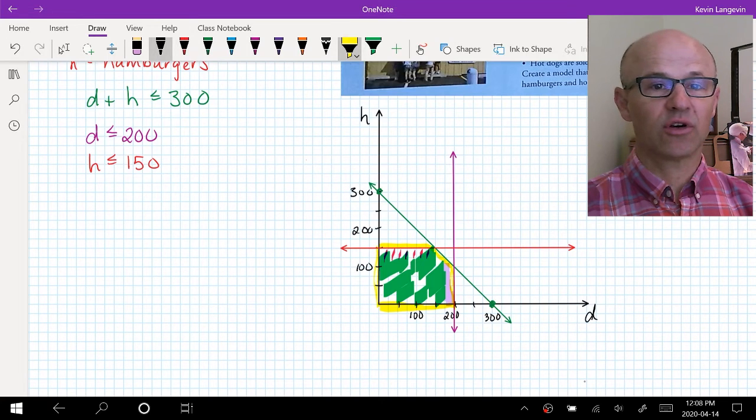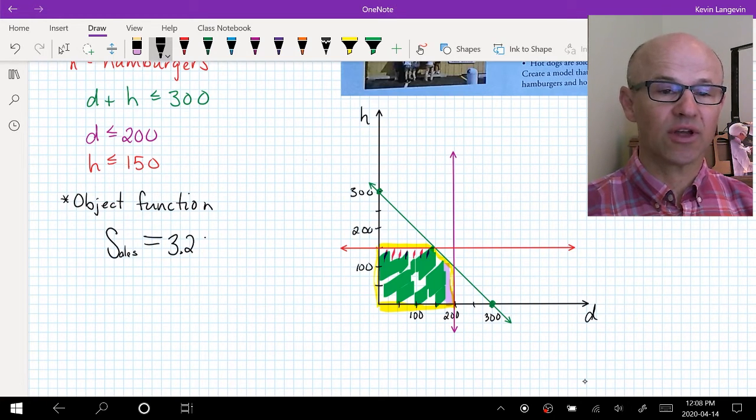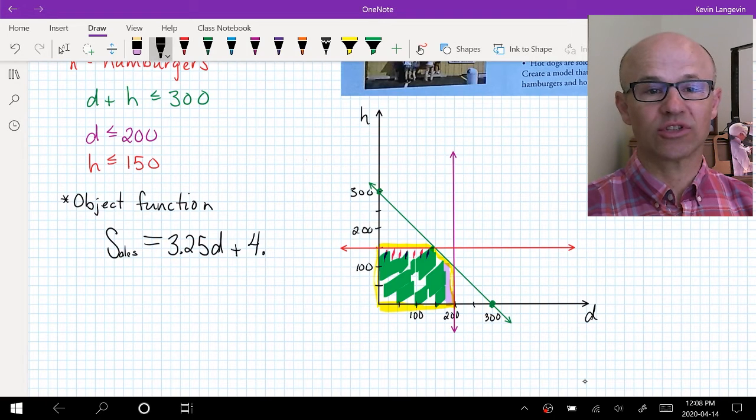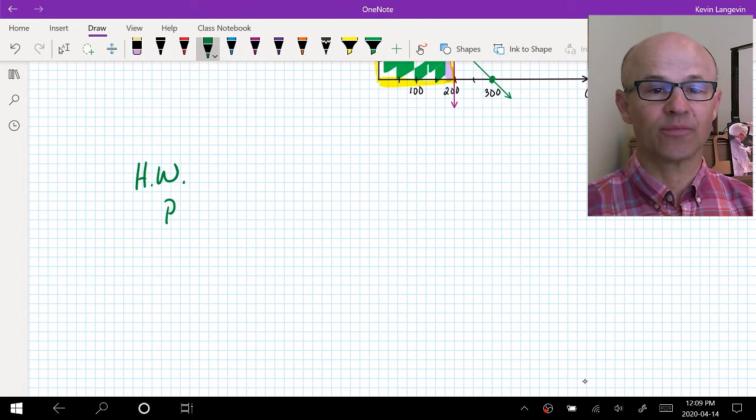Again, we need to figure out an objective function, and that's going to come into next day's lesson. So here I've got the amount of sales. This is going to be equal to each hot dog costs $3.25, each hamburger $4, and so on.